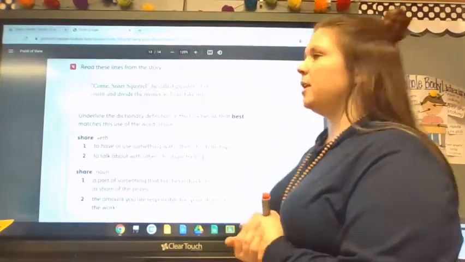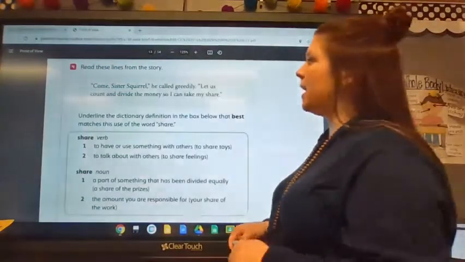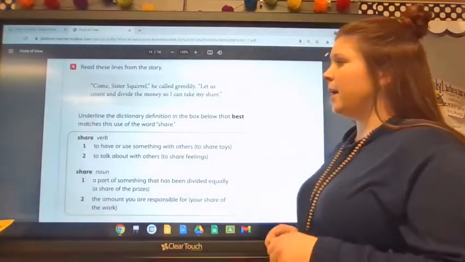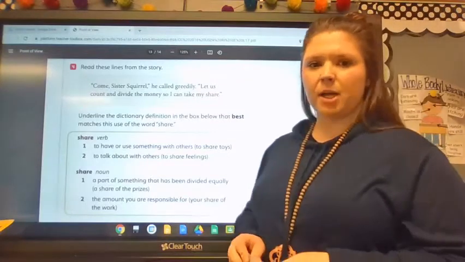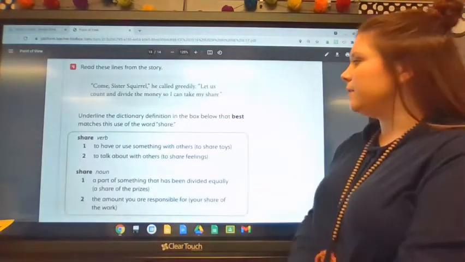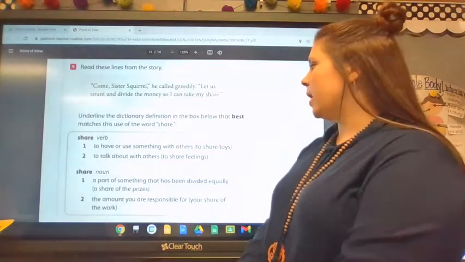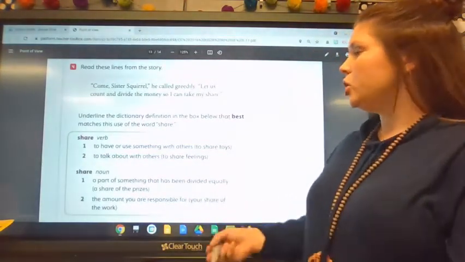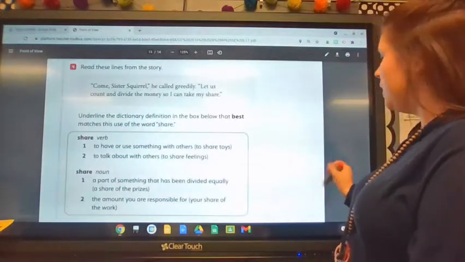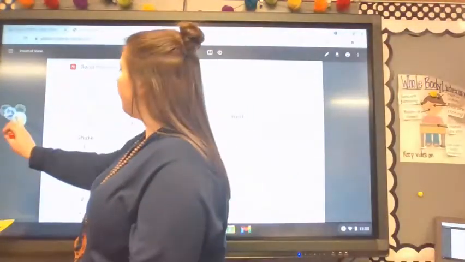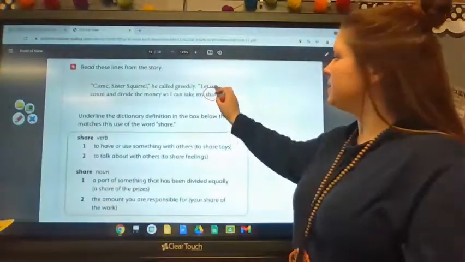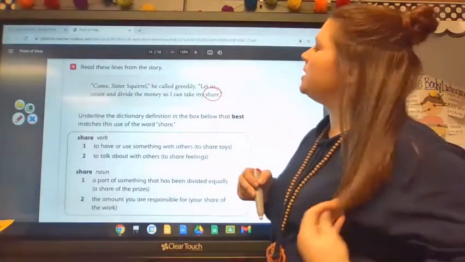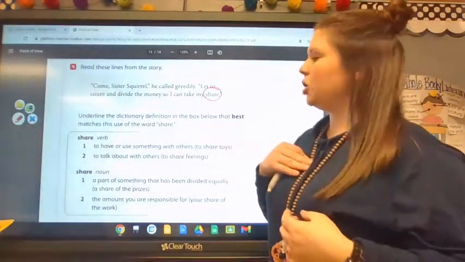Okay, let's look at question number 4. Read these lines from the story. Come, Sister Squirrel, he called greedily. Let us count and divide the money so I can take my share. Underline the dictionary definition in the box below that best matches this use of the word share. Okay? All right, so share is that word that he used in that last line. Come, Sister Squirrel, he called greedily. Let us count and divide the money so I can take my share.